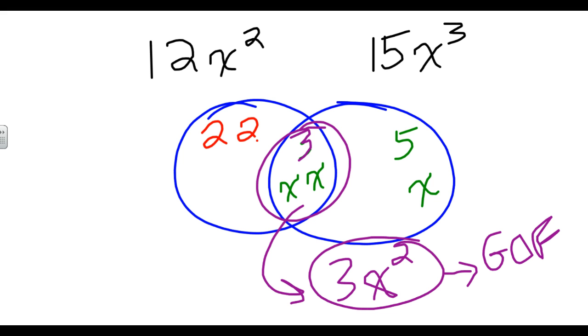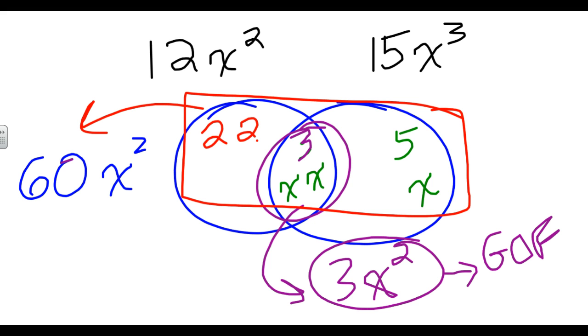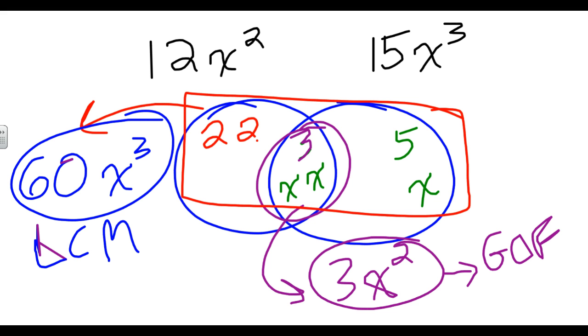And our LCM is just everything that we see, including all of the variables. So when we multiply all this together, 2 times 2 times 3 times 5 is 60. And we have 1, 2, 3 x's. So our LCM is just 60x cubed, exactly like we find it with numbers. It is everything that we see left in the Venn diagram.